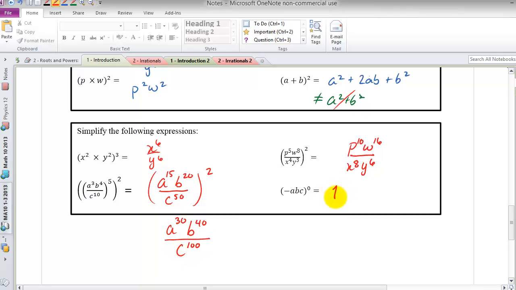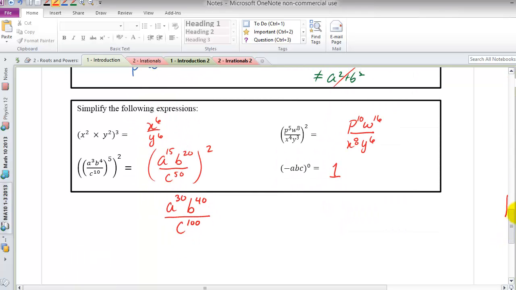And this one is 1. Something raised to the power of 0 is 1. And we'll talk more about that in the next mini lesson. And I don't think there's any practice questions here. Nope, that's it. Okay. There's your review from grade 9 math.